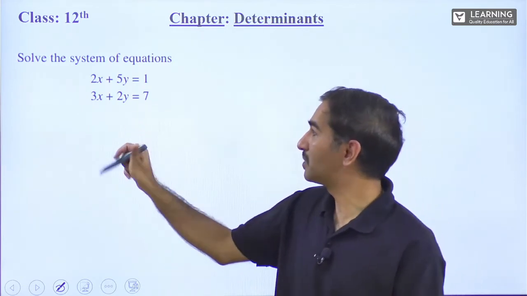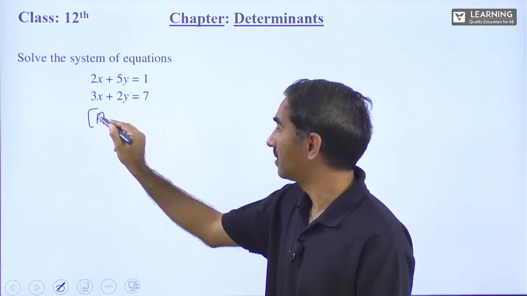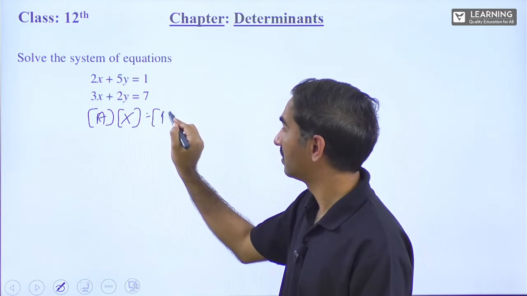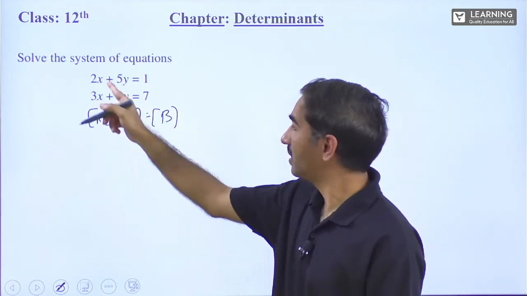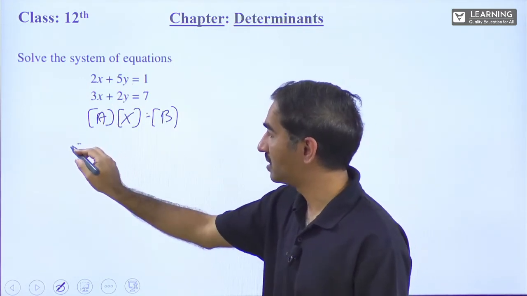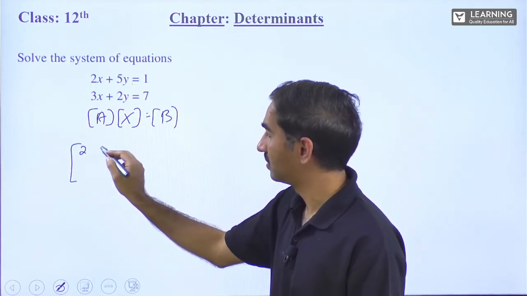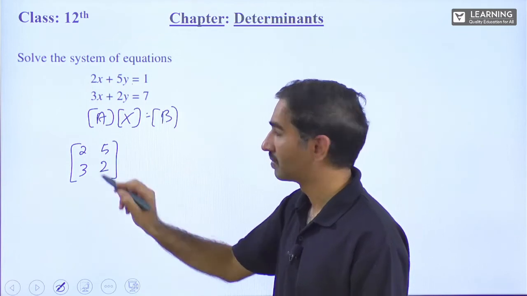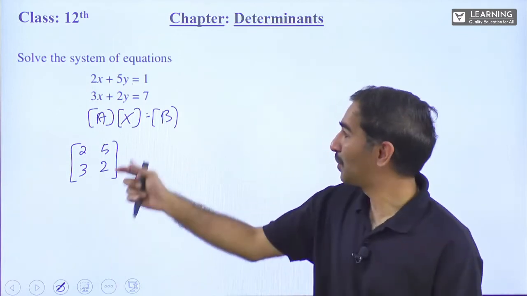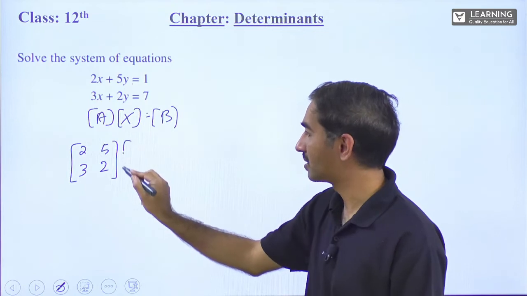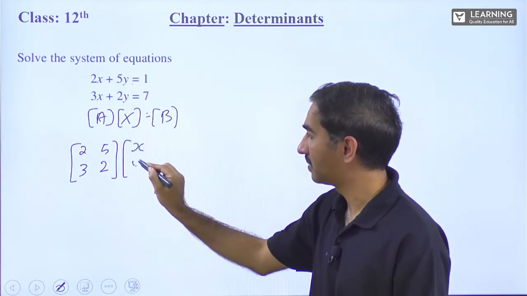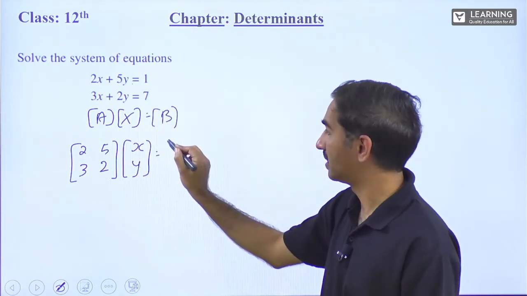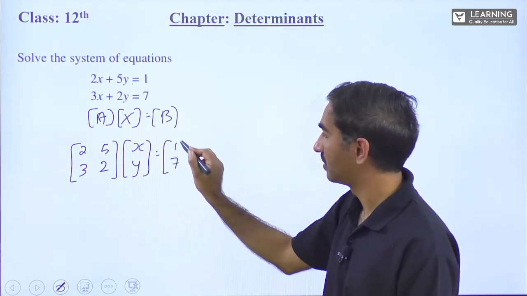So this can be written as what, students? Matrix A into matrix X is equal to matrix B. Correct? What is A? The numerical coefficients. So that is nothing but 2, 5, 3, 2. Understood? And what is X? The variables, unknowns, X, Y. Which is equal to, what is B? The right hand side, that is 1 and 7.